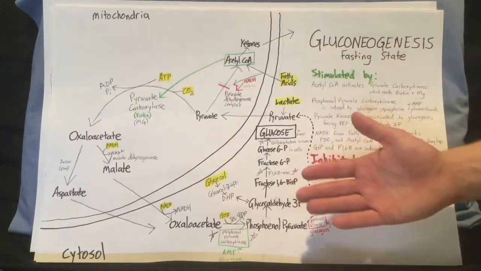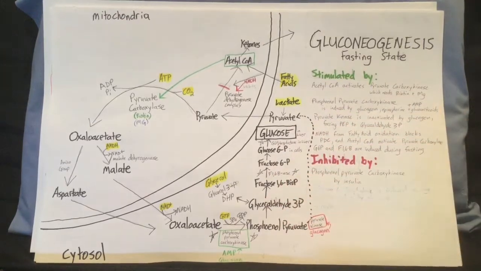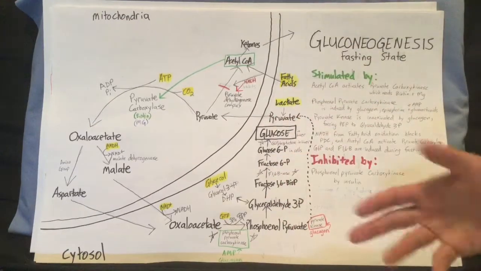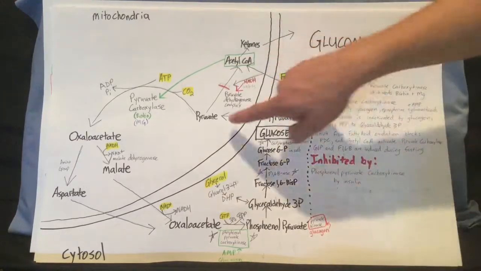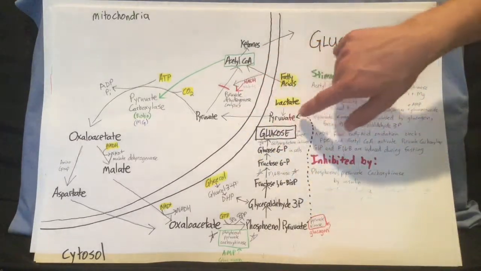So we've used up our dietary glucose. We've probably used up our glycogen. So we want to make glucose out of non-carbohydrate substrates. So where do we start here? Let's start with acetyl-CoA and pyruvate. These things can come into the mitochondria.